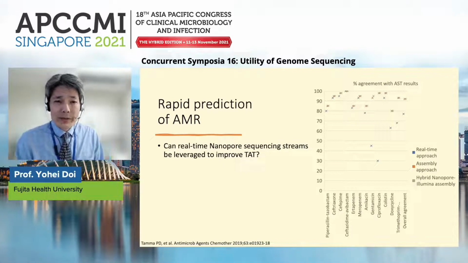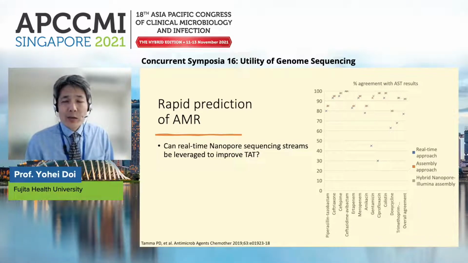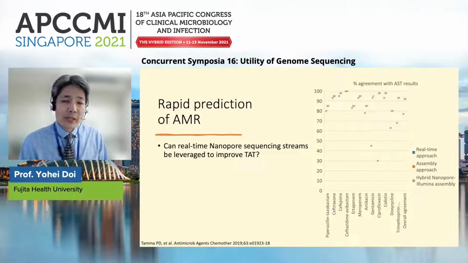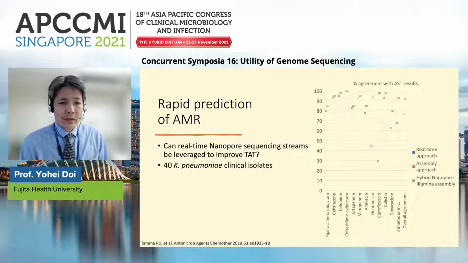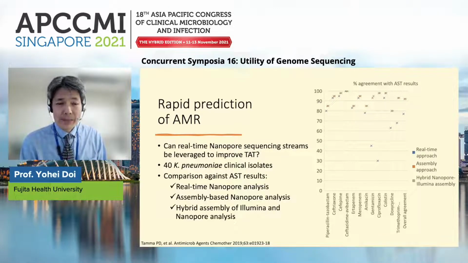So we talked about turnaround time. And so the next question is, can real-time nanopore sequencing streams be leveraged to improve or shorten turnaround time of resistance prediction? This is work done by Dr. Kamma's group at Johns Hopkins, where they took 40 Klebsiella pneumoniae clinical isolates with various resistance patterns and compared 3 approaches to sequencing against susceptibility testing results.